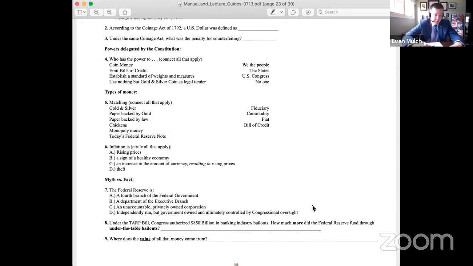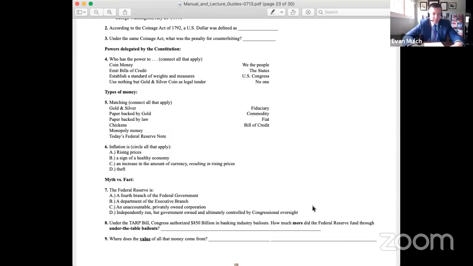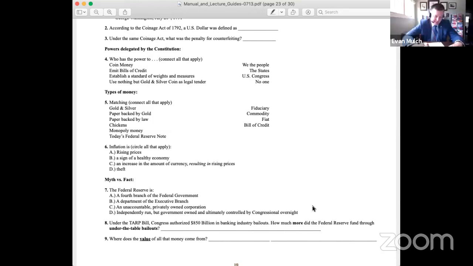What's paper backed by law? Fiat. Yeah, it's fiat. What about chickens? I get it. That's the people. Yeah, commodity. Chickens are commodity. Monopoly money is the same as paper backed by law. Yeah. It's fiat. And what is today's Federal Reserve note?